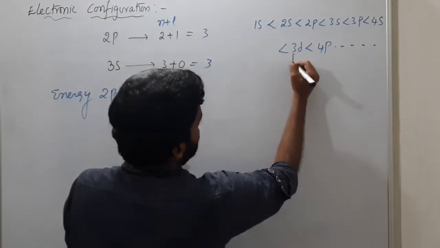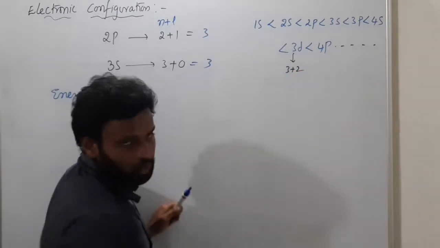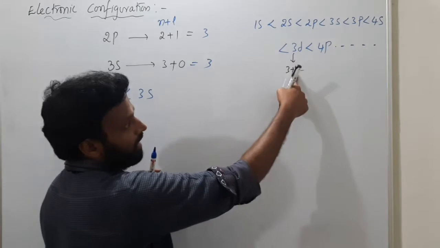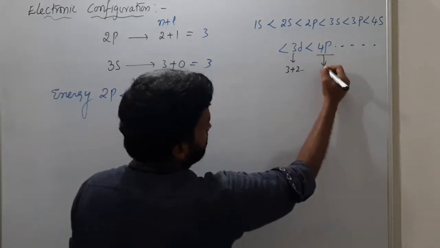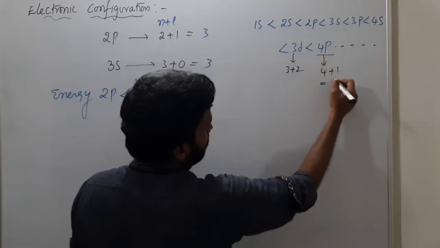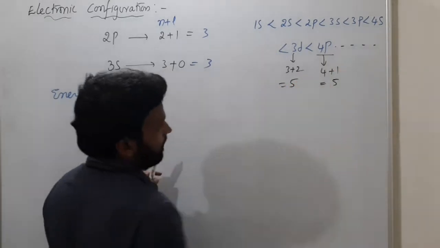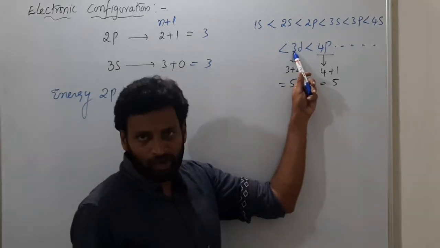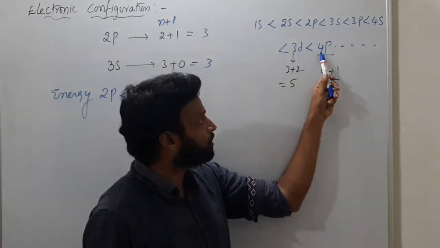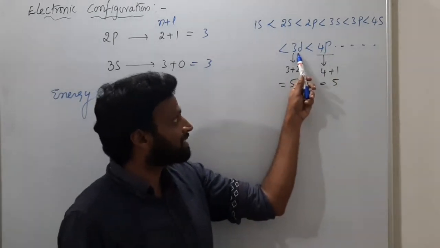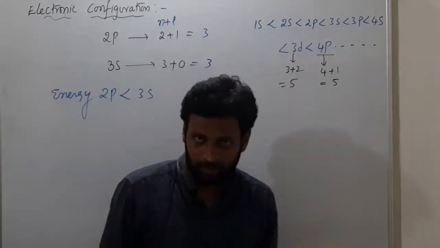So 3d means it is 3 plus 2, because the n value is 3 and for a d subshell, the l value is 2. For 4p, the n value is 4 and the l value is 1. 4 plus 1, 5. 3 plus 2, 5. But the n value is low here: the n value here is 3, here it is 4. The n value is low here, so 3d has less energy than 4p.